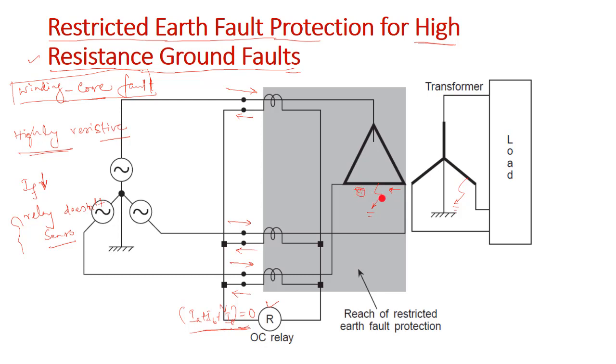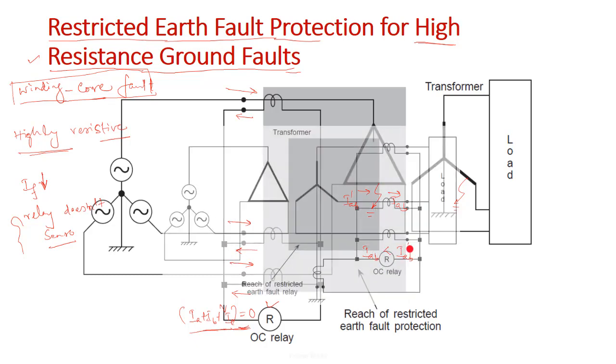Sometimes it becomes 0 if it is a bolted fault, right? But because it is a high resistive fault, some current will flow. Suppose let us say this current is IAB and this is IAB dash. So your IAB dash will be less than IAB, right? So now when this IAB dash current is flowing here, we can say arrow marks in this direction.